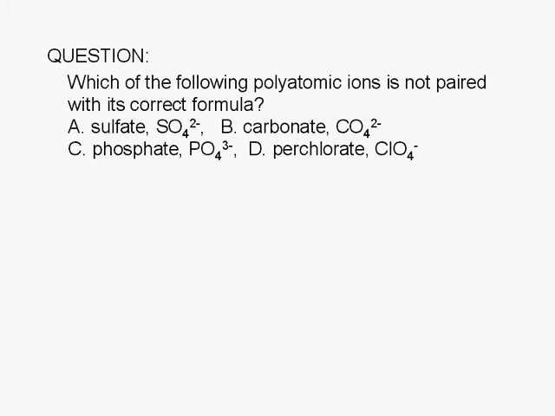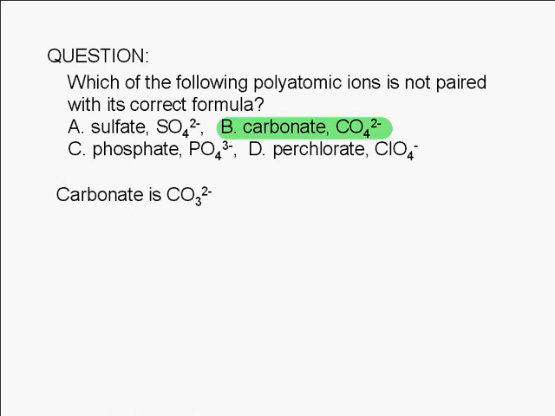Which of the following polyatomic ions is not paired with its correct formula? A. Sulfate, B. Carbonate, C. Phosphate, or D. Perchlorate? All of the formulas given are correct except for choice B, carbonate. The formula for carbonate is CO3 with a -2 charge, not CO4 with a -2 charge.